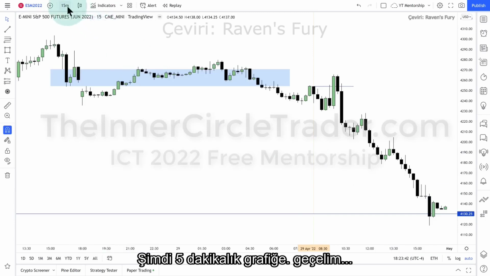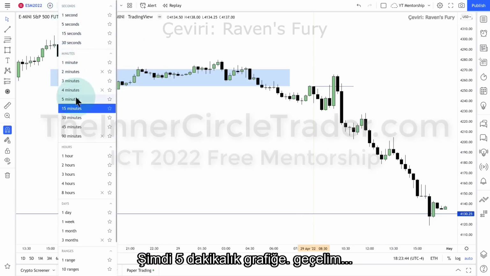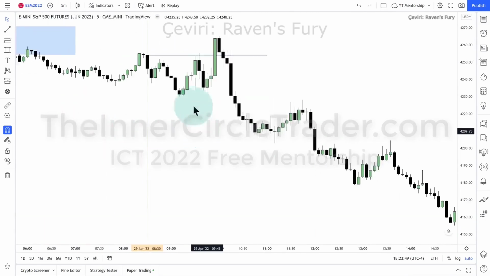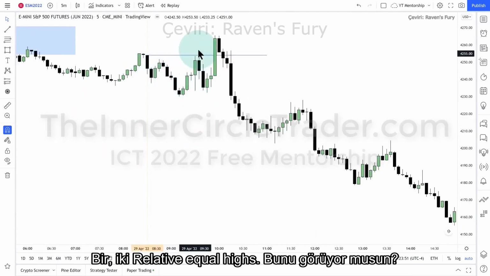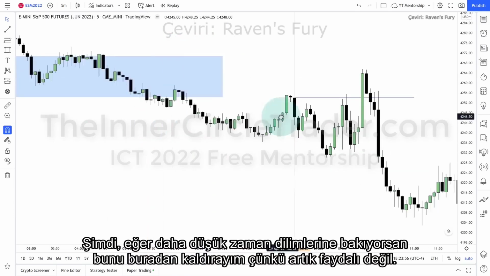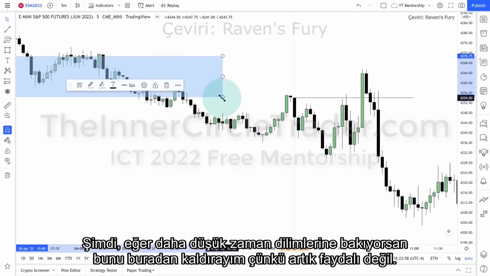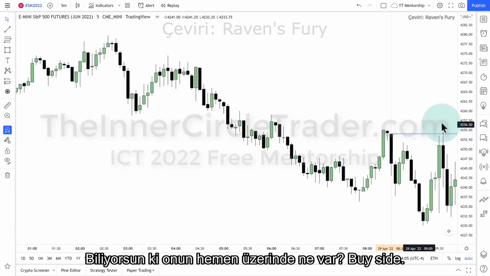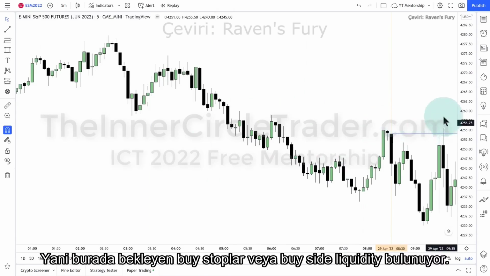Let's go into a 5-minute chart. 1, 2, relative equal highs. You see that? Now, if you're looking at the lower time frame charts, let me get this off here because it's no longer useful. If you're looking at that like that, here's the opening price. You know that there's what resting above that? Buy side. So buy stops or buy side liquidity is resting here.